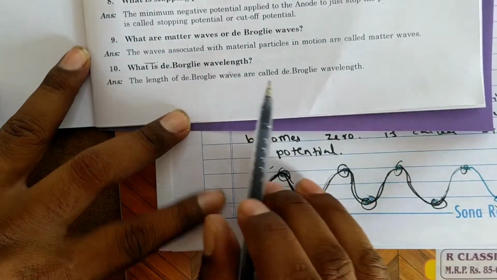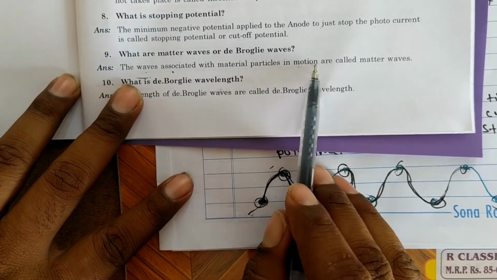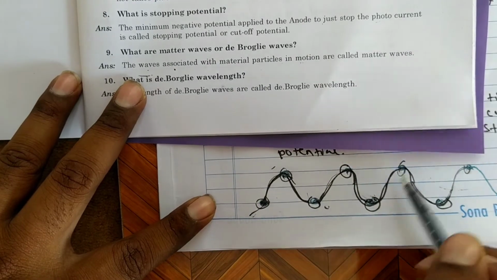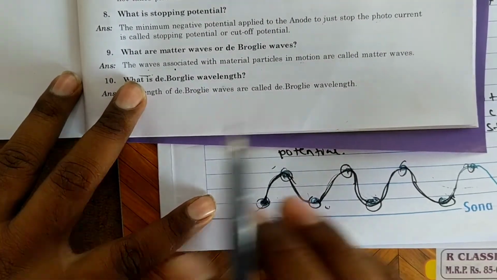Once again, repeat this. The waves associated with the material particles in motion. This is one wave associated with material particles in motion. This is called de Broglie waves.